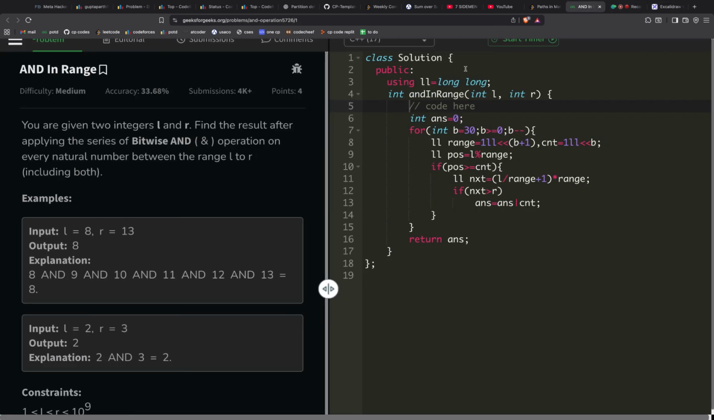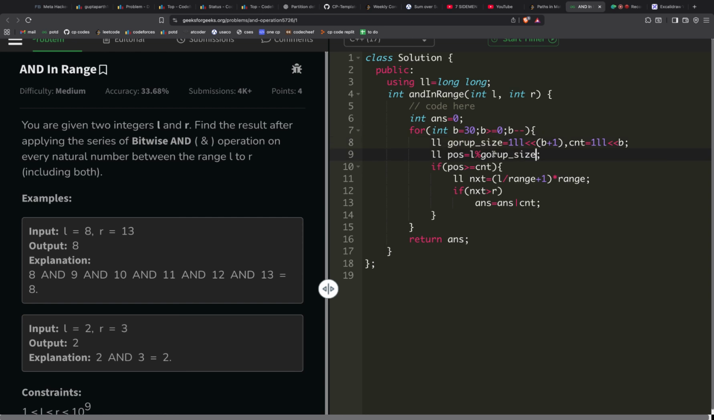So I've created this answer variable here. As I said, we'll go over all the bits. I've created it as long because we are dealing with 2 raised to 31, which can overflow. So I've stored this in longs. So this is basically group size. We can say group size is a better name here.